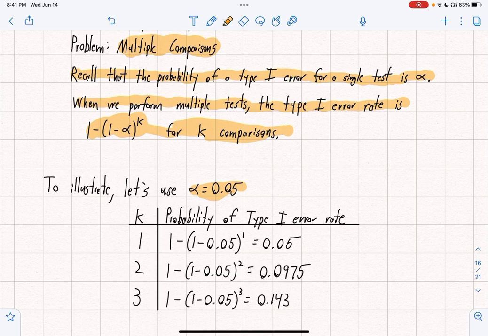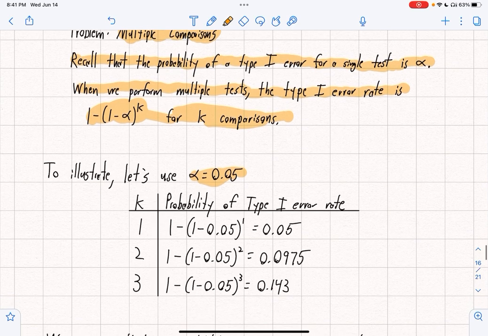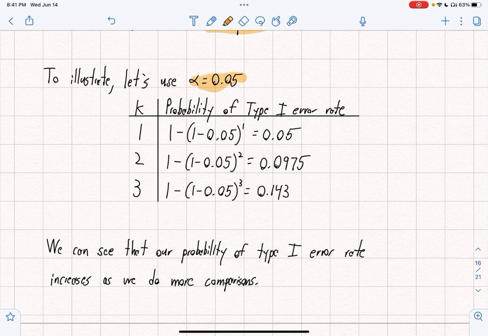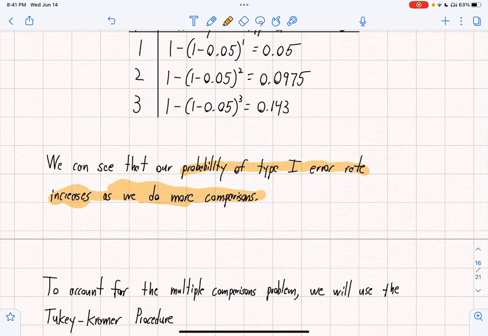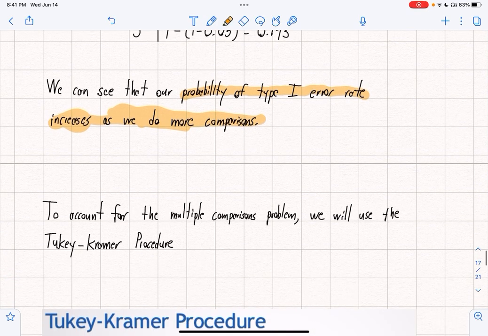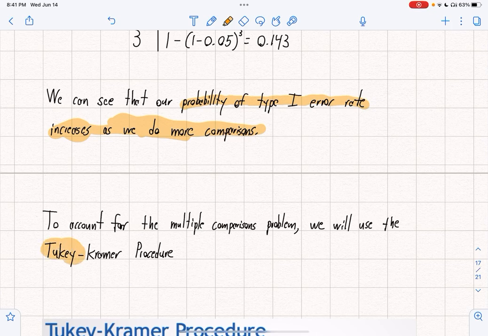So the ANOVA just tells us, okay, we have a difference, but now we're trying to figure out which difference. And we realize we can't just do a bunch of t-tests to see which groups are different from one another. What we're seeing is that our probability of a type 1 error increases as we do more comparisons. If we extended this out to 4, 5, we would just see this number go up and up. And so that leads us to the final topic of this chapter, which is to account for this multiple comparison problem. What we're going to do is use something called the Tukey-Kramer procedure.